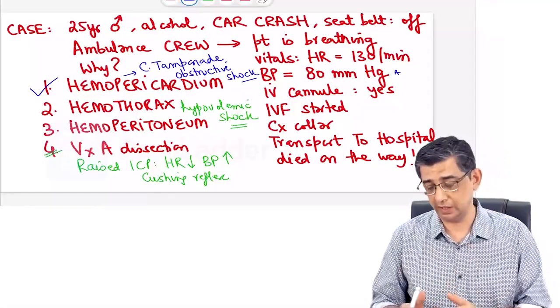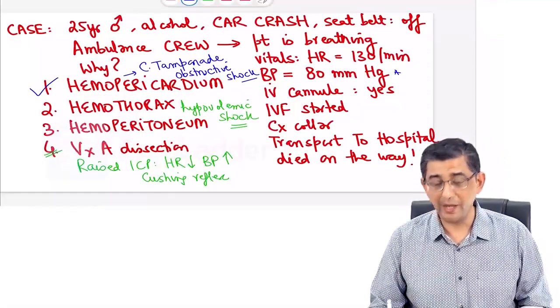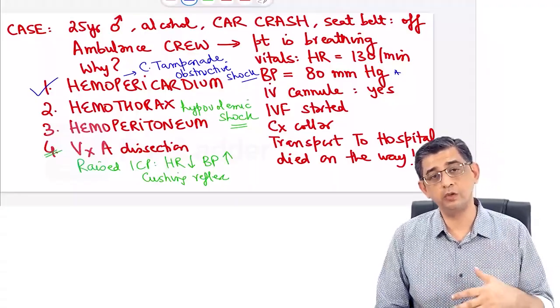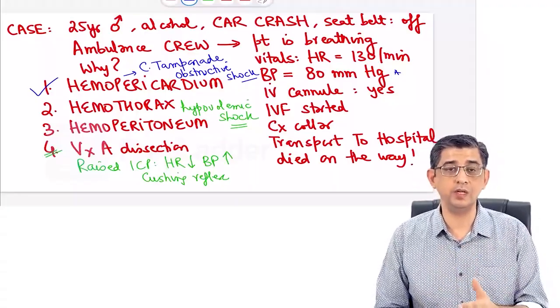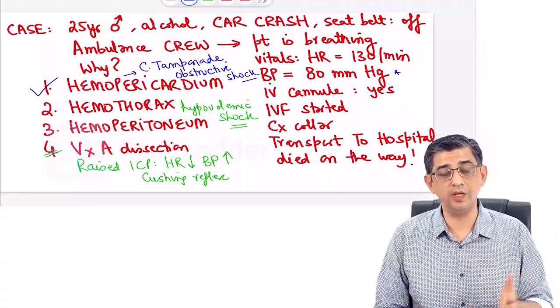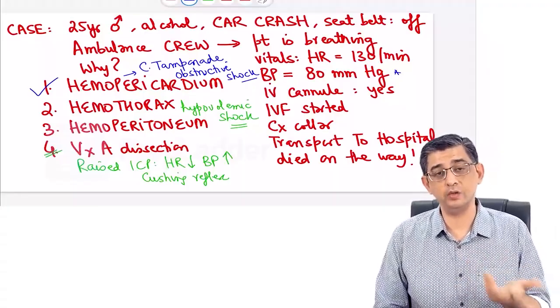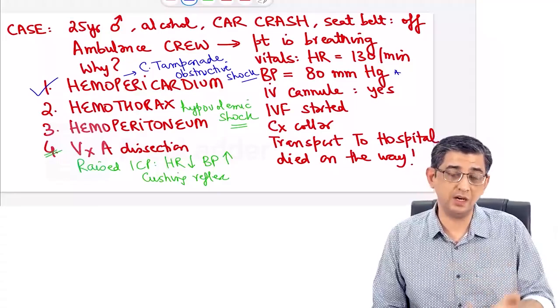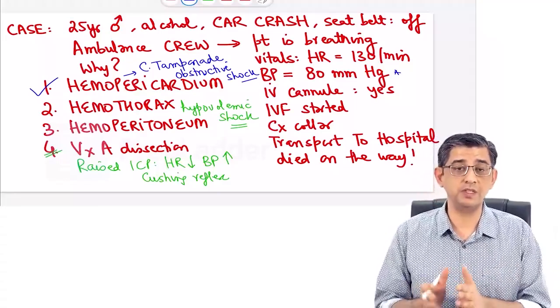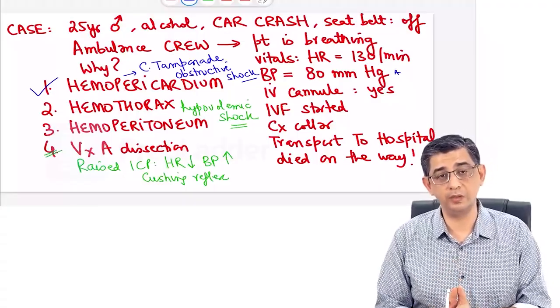It was a wrong decision. I could have saved a few minutes had I said there's no need for an IV cannula, bring him to the hospital. In the casualty, I could have done a bedside echocardiography or maybe a FAST scan that can evaluate or scan the heart per se, and I could have saved this person's life by doing a pericardiocentesis.